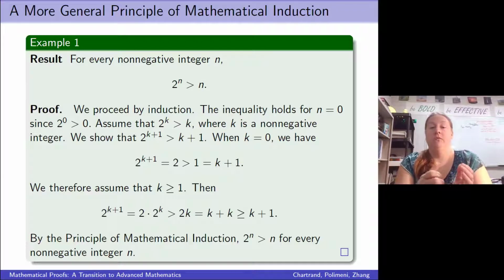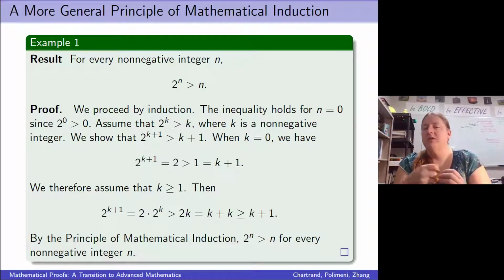Then we're going to move on using our inductive hypothesis. We're going to assume that 2 to the k is greater than k. k is going to be a non-negative integer. Now we need to show that 2 to the k plus 1 is greater than k plus 1.